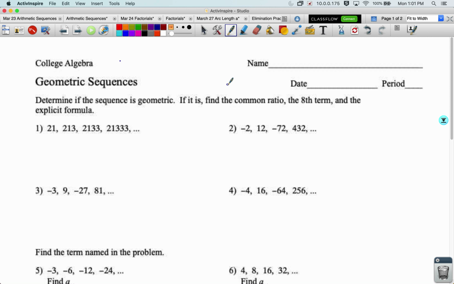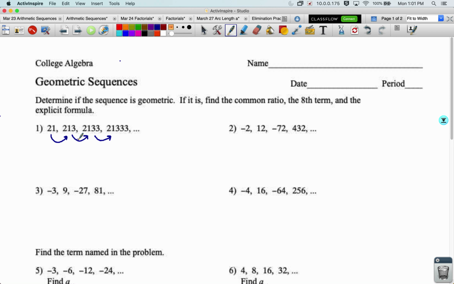Question number 1 asks us to determine if the sequence is geometric, and if it is, find the common ratio, the eighth term, and the explicit formula. So what we're looking for is whether there is a number that we are multiplying by each time to advance in the sequence. And we can find out what number we're multiplying by going backwards and doing the division.